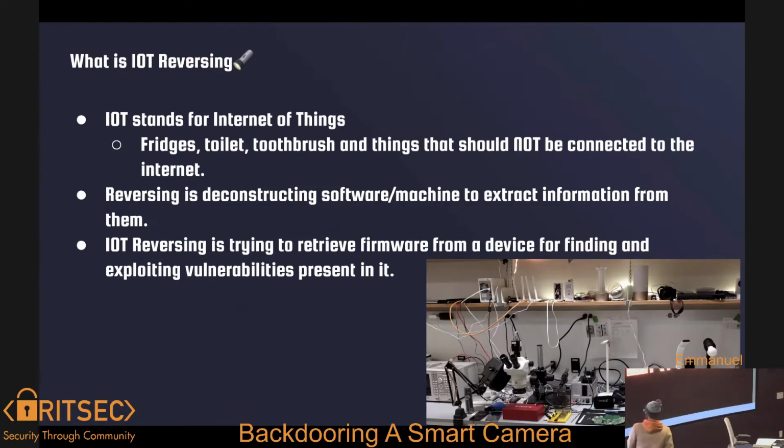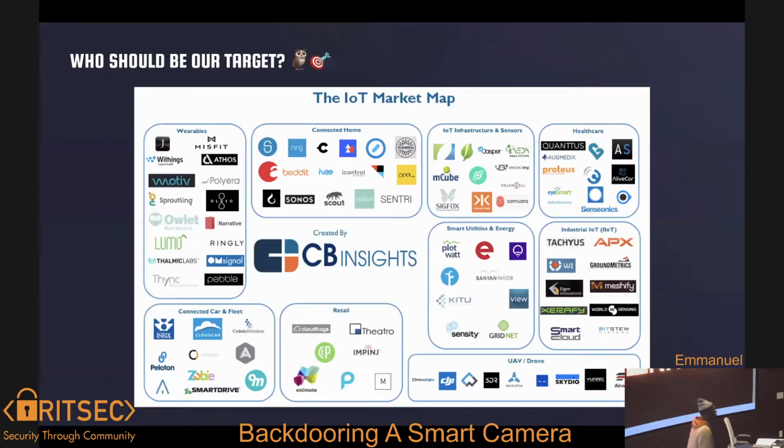So, what is our target? We know there are multiple IoT devices out there. We have the big companies like Google, Amazon, yada yada, or we can go with the tiny guys. Since they're tiny, they don't have a lot of security on them. So that's an easy way to go.